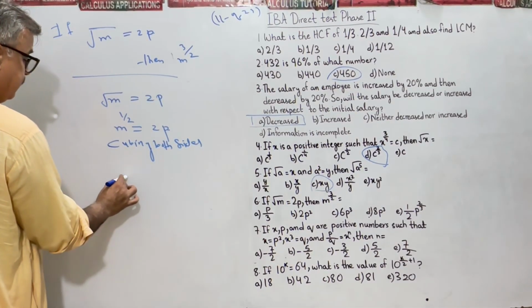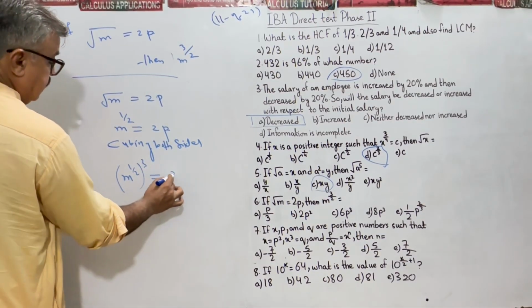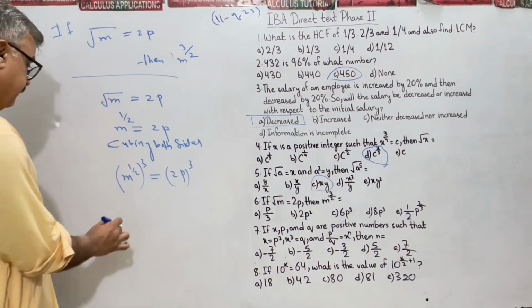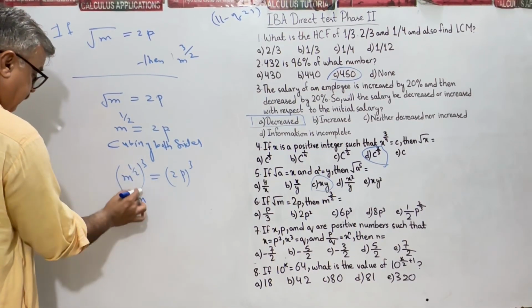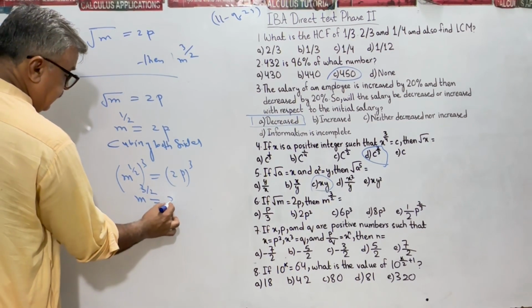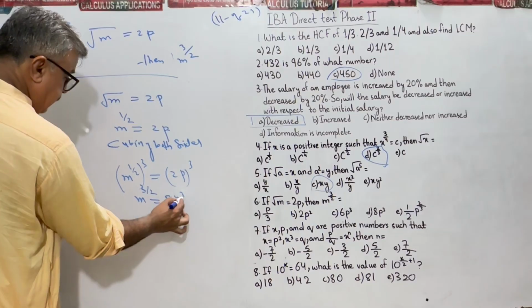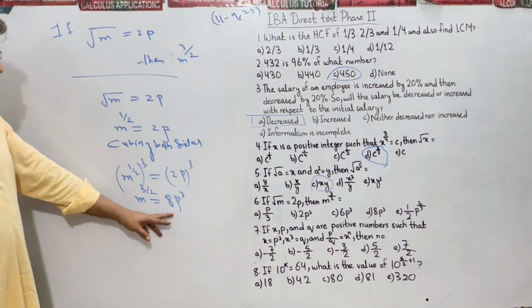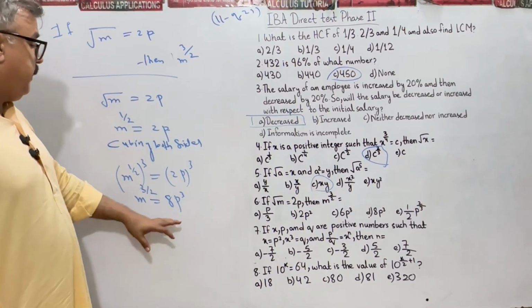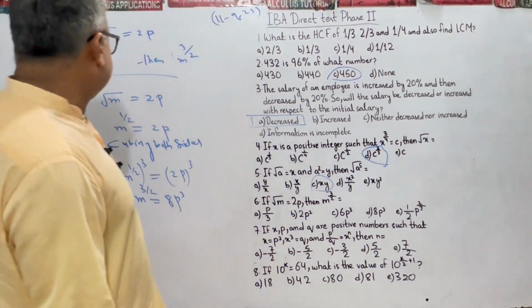Cubing both sides, we have m raised to 1 over 2 whole cube equal to 2p whole cube. This power should be multiplied with the exponent: 3 into 1 upon 2 will become 3 upon 2. The cube of 2 is 8, the cube of p is p cube. So m raised to 3 over 2 is equal to 8p cube in our case. So option D is the right option.